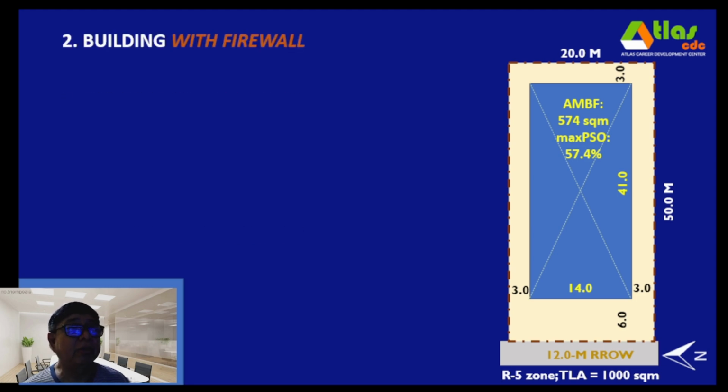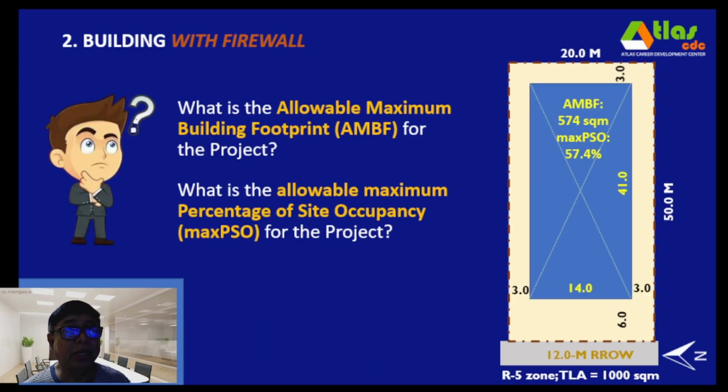We now go to the values if you prefer to have a building with firewall. So we are now going to determine the allowable maximum building footprint for the project, as well as the allowable maximum percentage of site occupancy for the project. So walang nakalagay dito walang nakalagay na phrase na if the building shall not have a firewall. So therefore, we are going to determine this yung merong firewall kasi allowed naman ang firewall sa R-5.